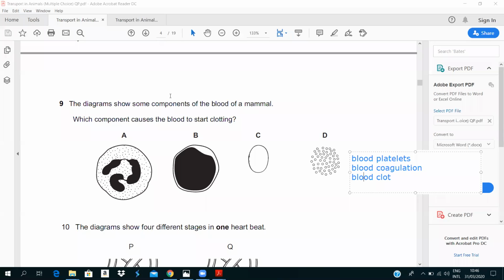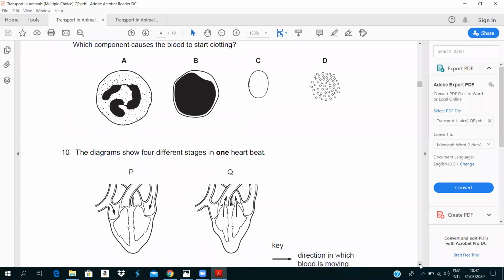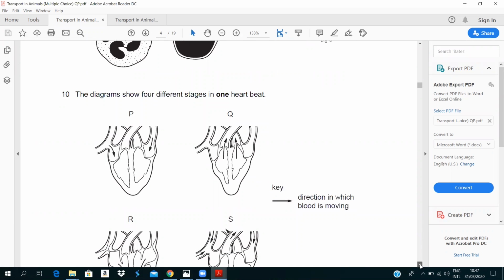Number 10. That is the last question. Okay, the next one. The diagram shows 4 different stages in one heartbeat: P, Q, R, S.